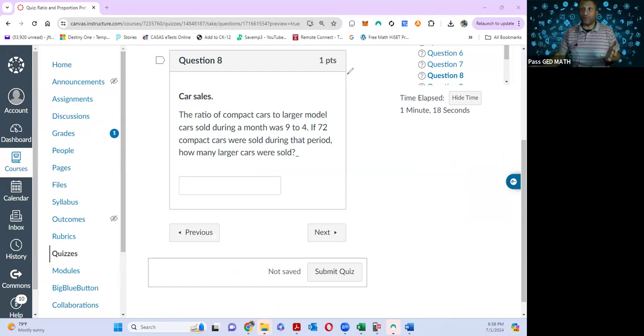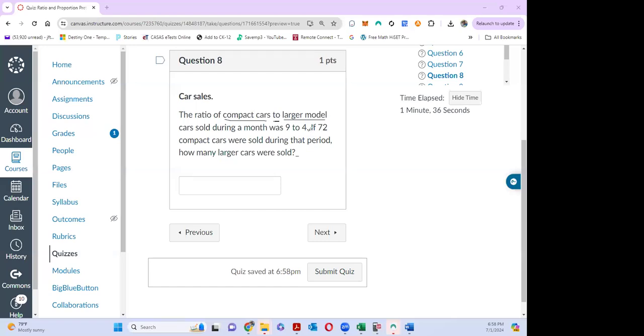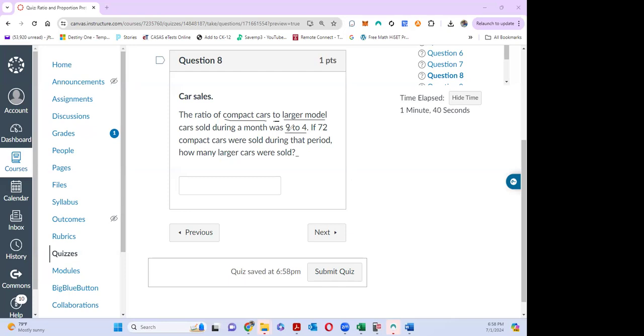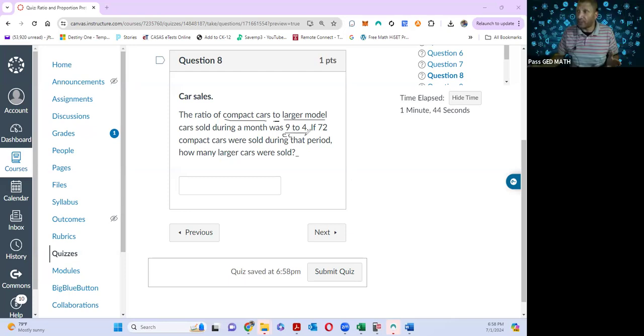So a ratio of compact cars to larger model cars. Remember what I said, how you can see a ratio with a colon, with the word to, or as a fraction. So we see that word to: compact cars to larger models. So when they give you this ratio 9 to 4, the 9 corresponds to the compact cars. The 4 is the larger cars.